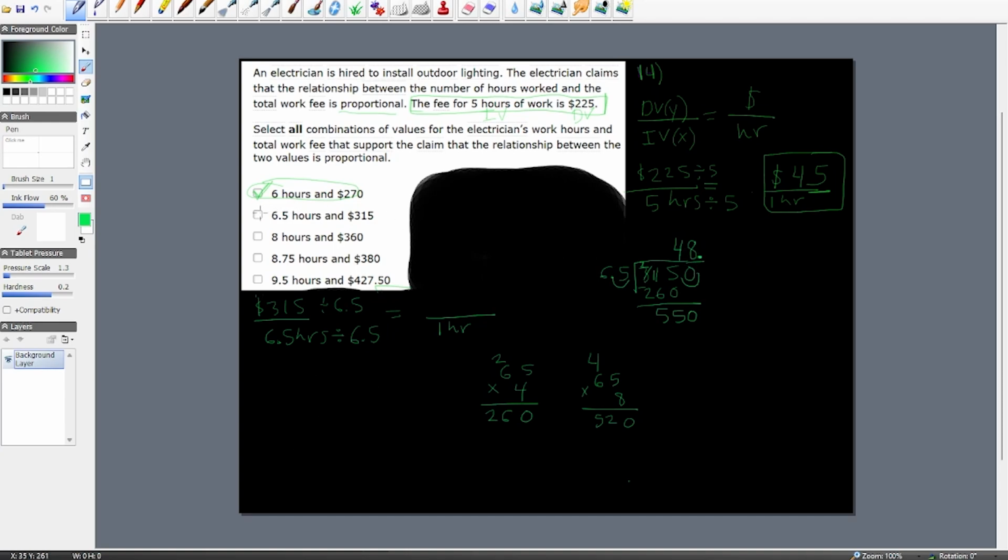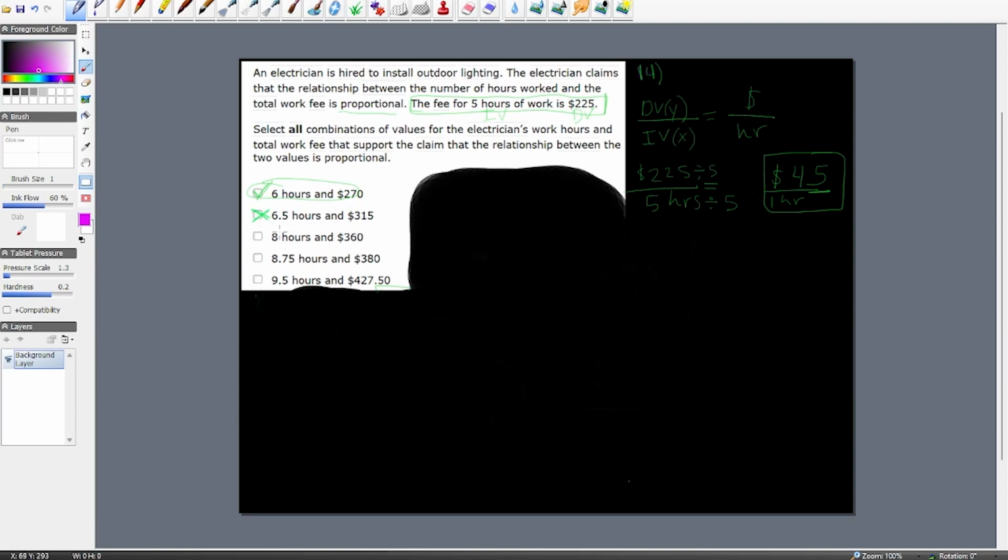This pair is not going to be proportional. This unit rate is not equivalent to a unit rate of $45 per hour. It's 48 something something per hour. So this is a no. Let's move on to the next one. And now we're going to find the unit rate for this pair here.